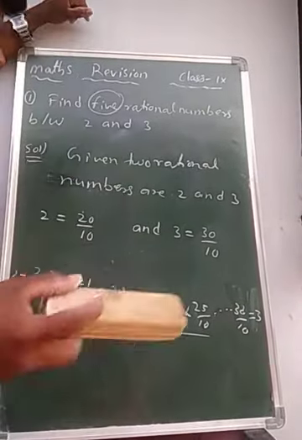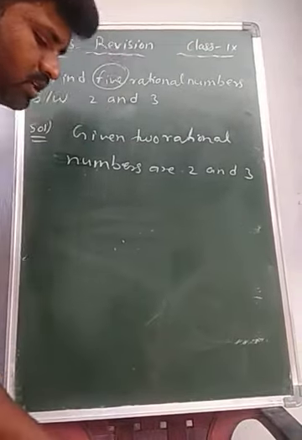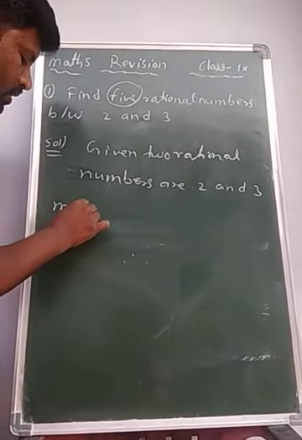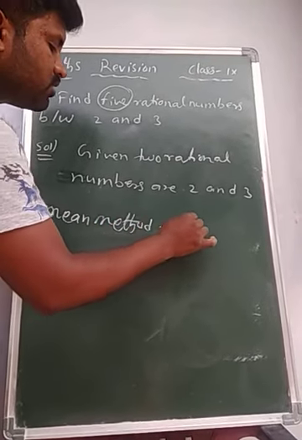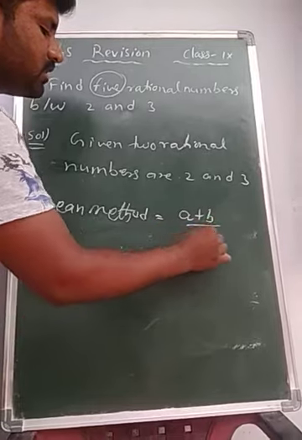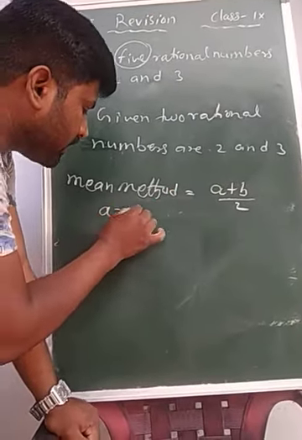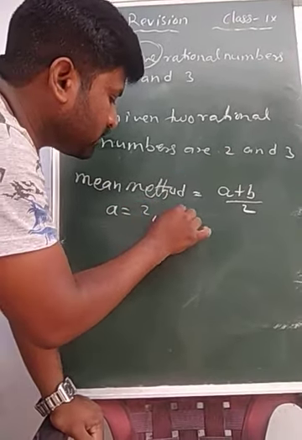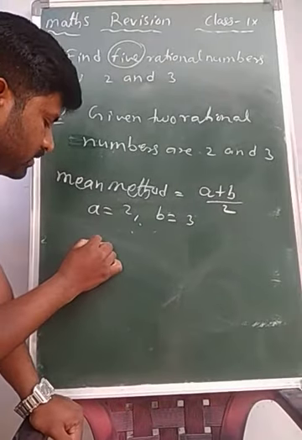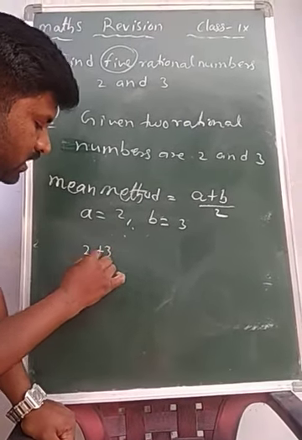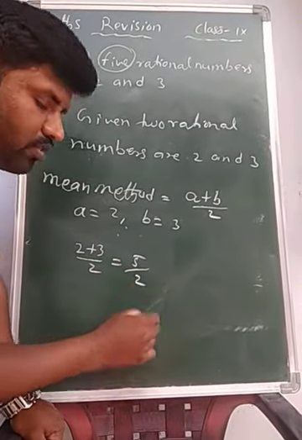Otherwise you can take the mean method. You can use another formula also, that is the mean method. That is equal to what? A plus B by 2. So you take A is equal to 2 and B is equal to 3. A plus B by 2 means 2 plus 3 by 2, that is equal to 5 by 2.